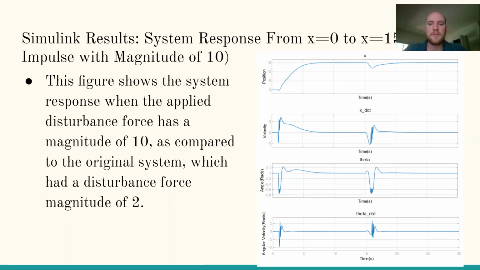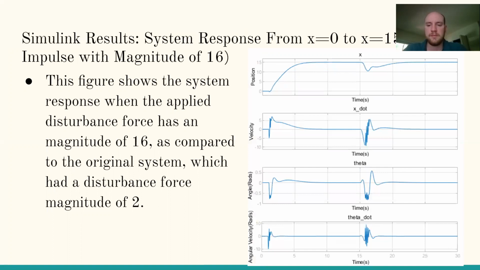Here we're doing the same thing, except now the magnitude of the impulse is 10 instead of 5. We can see that the controller is starting to struggle a little bit, but it is able to keep the pendulum upright. Once again we're doing the same thing, but now with a magnitude of 16. If we look at the dips, they are bigger and become somewhat oscillatory. This is the furthest that the controller is able to function without changing any other parameters, minus the disturbance impulse, of course.